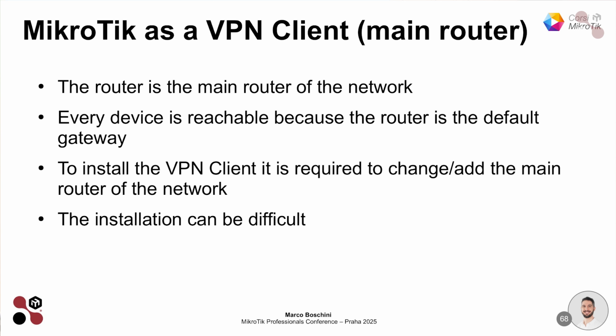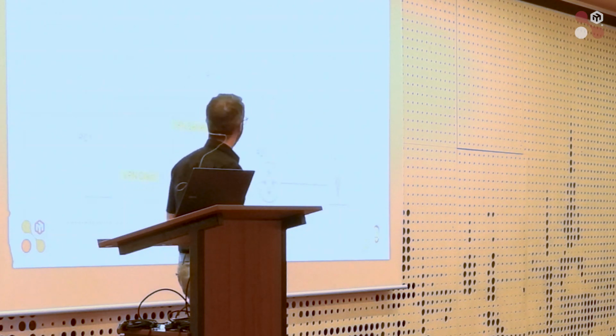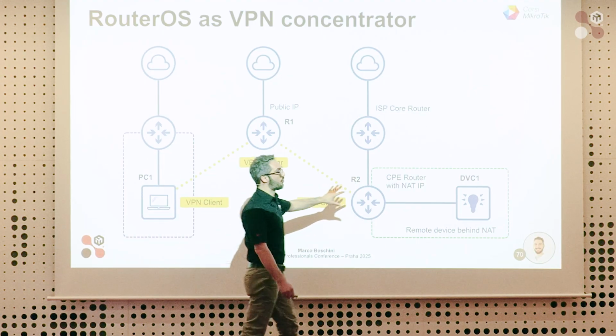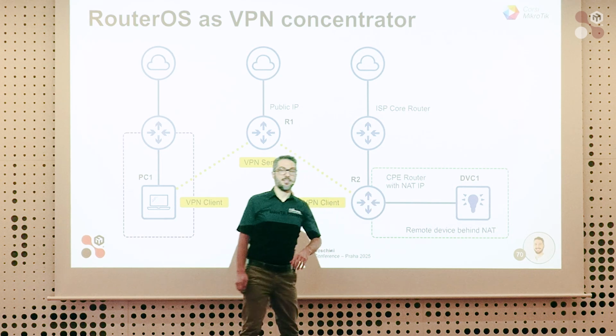To install the VPN client, it is required to make changes at the main router of the network. The installation can be difficult. Okay, this situation needs changing some stuff inside the network.